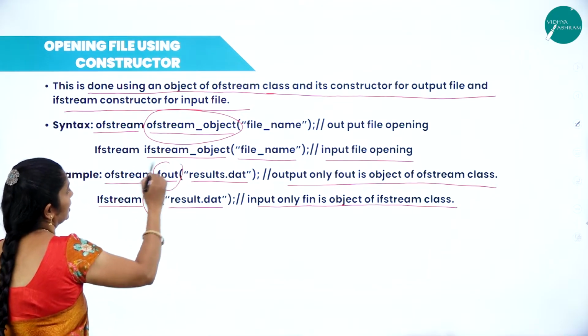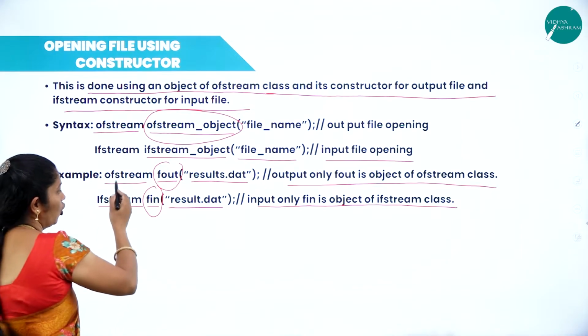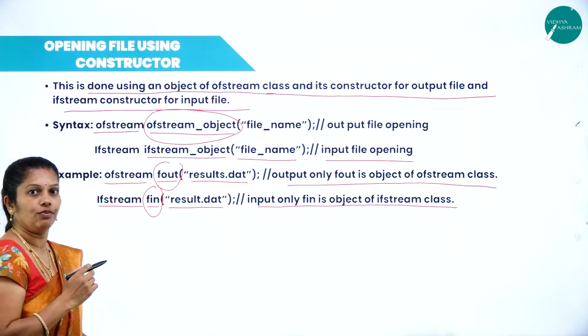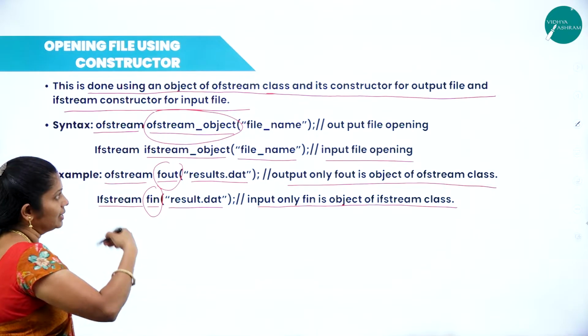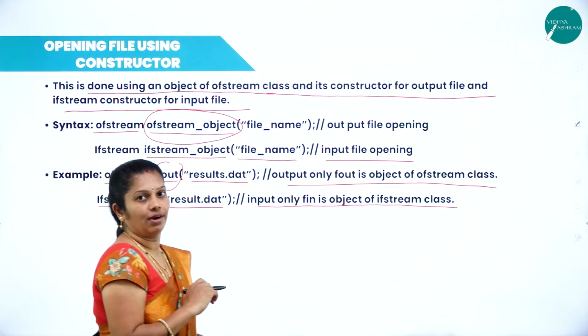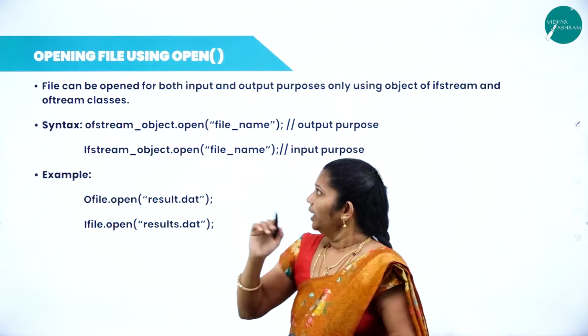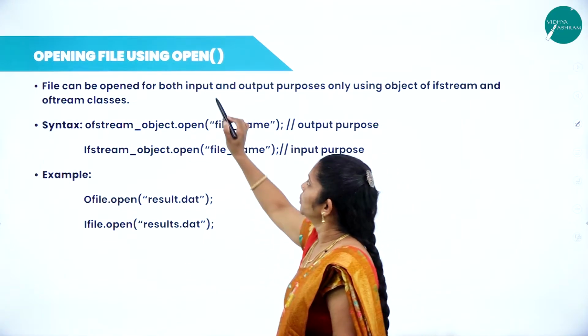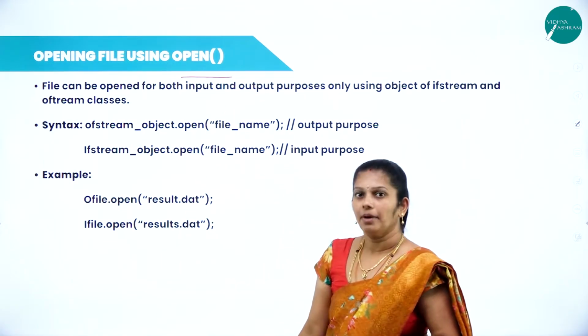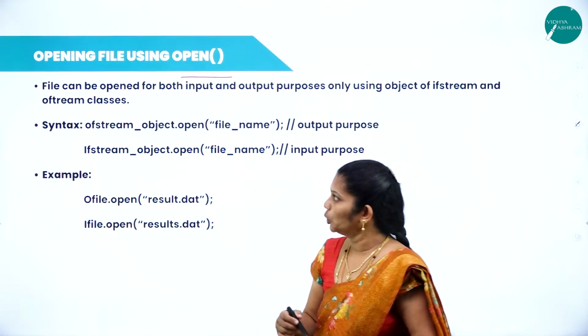Here also is the object. Here, we are opening the file for output purpose. Here, we are opening the file for input purpose. Like this, we can open the file by using the constructor method. And the next one, opening a file by using the open function method. By using the open function also, we can open the file.